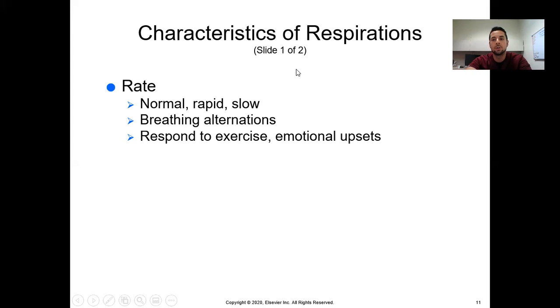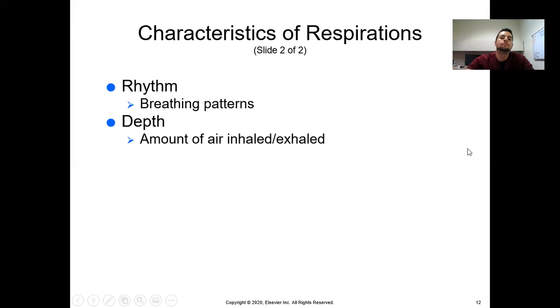Breathing alternations, so are they breathing in patterns? We can go ahead and see that as well. And then the response to exercise or emotional upset. So some patients, obviously for exercising, our respiration is going to be a little bit higher. Patients who are in nervous situations, their respirations might be higher as well. So you have to be cautious of that.